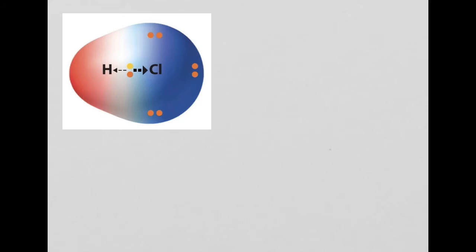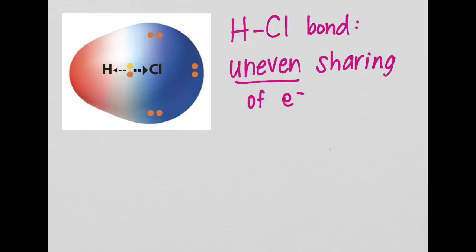Here's a different example of what happens when we have uneven sharing. When we have a difference of electronegativity that's greater than 0 and less than 1.7, we have what is called uneven sharing. Because chlorine has a higher electronegativity, you can look it up, it pulls harder on the electrons in the bond between hydrogen H and chlorine Cl. And this is an uneven sharing.